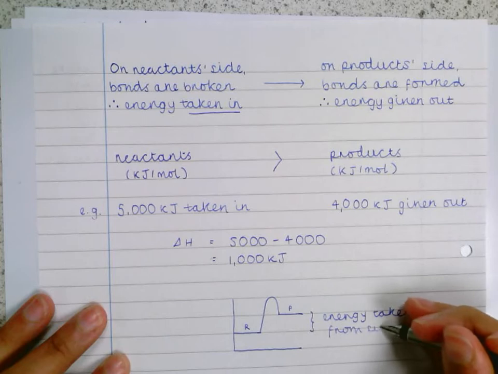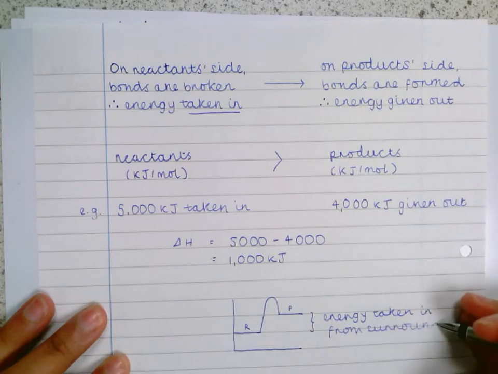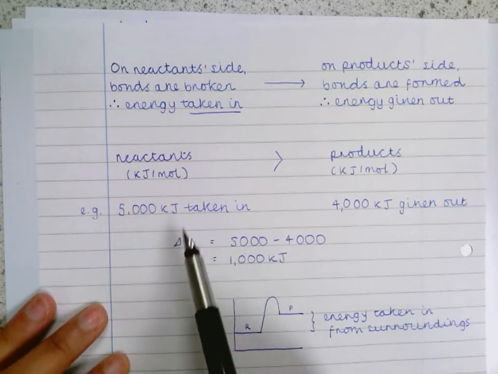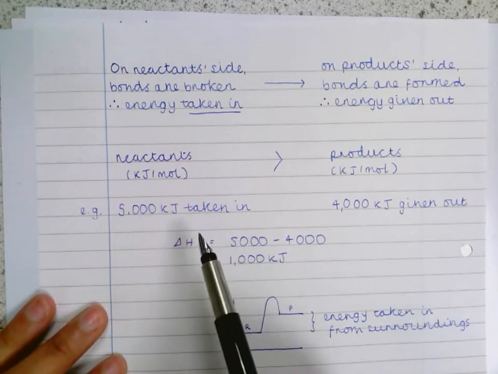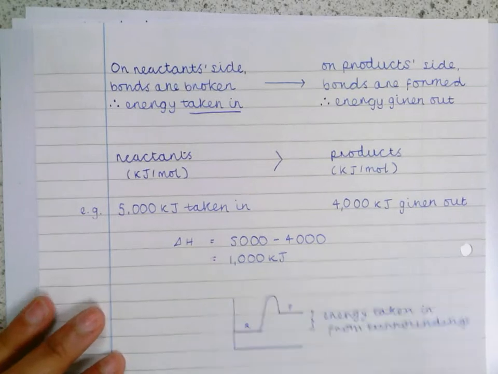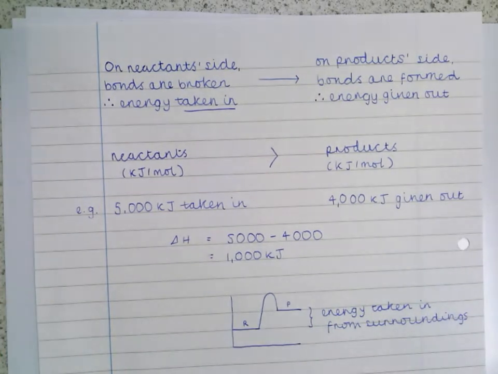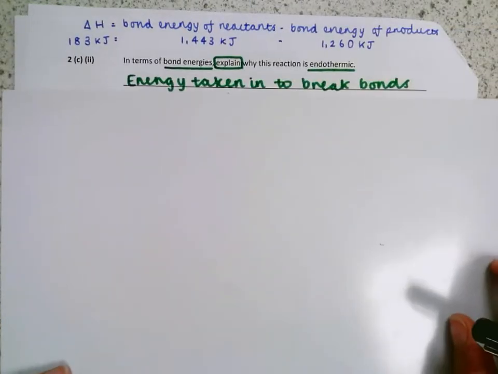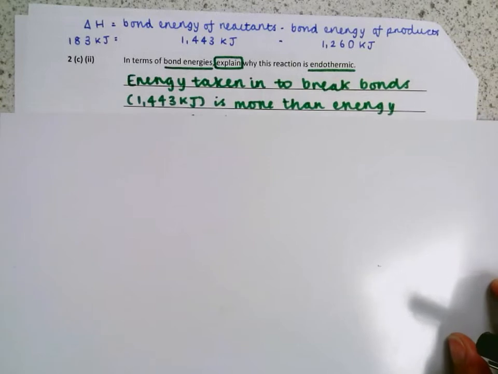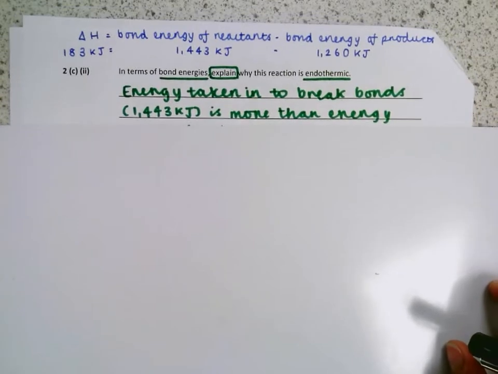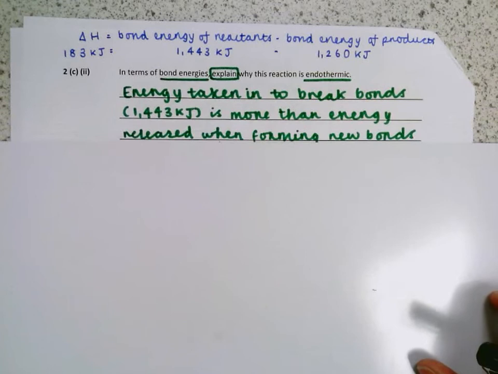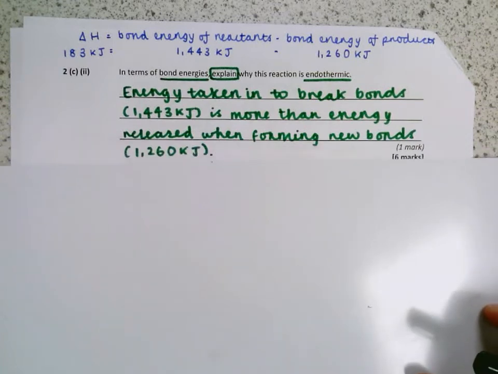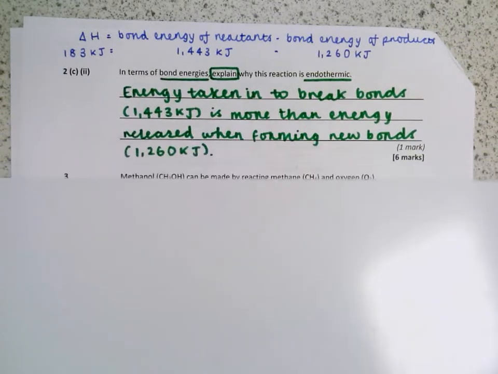And just to recap over what we've gone through, in this example, more energy is taken in than is given out. And we know that when more energy is taken in than is given out, it's an endothermic reaction. So, energy taken in to break bonds, which is 1,443 kilojoules, is more than the energy released when forming new bonds, which is 1,260, and that's the answer.